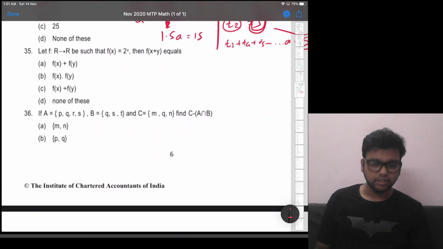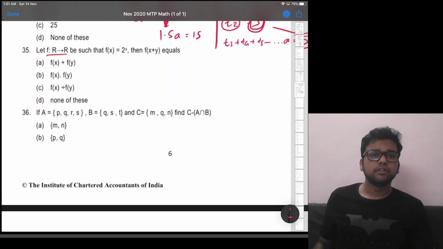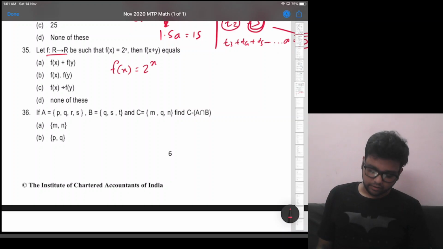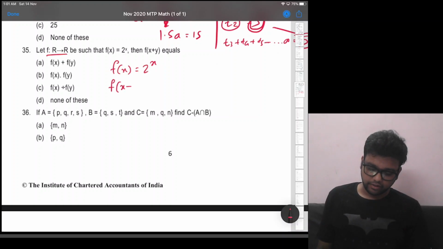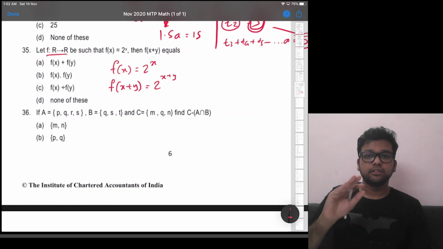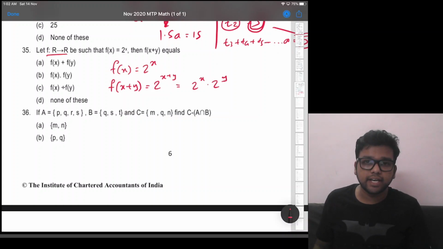Mark it. 35, last few questions. Let the function be such that f of x is equal to 2 raised to x. Then f of x plus y is what? Now understand, if f of x is 2 raised to x, then f of x plus y is what? 2 raised to x plus y, right? Just x will be replaced by x plus y, that's it. Which is nothing but 2 raised to x into 2 raised to y using rules of indices.